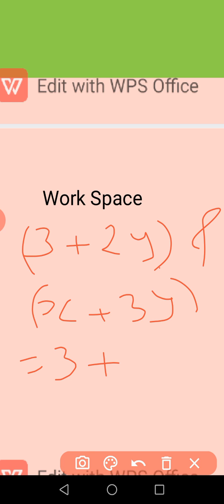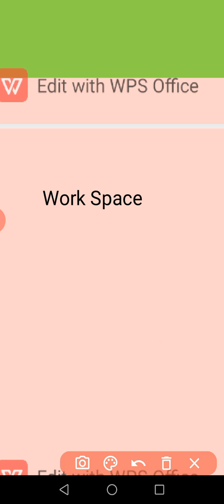2y and 3y together. We said previously that like terms we can add. So 2y and 3y together give 5y. Plus x: only 1 is there. There is no partner for x, so it will be like that only, x. So the answer is 3 plus 5y plus x, or we can write it as x plus 5y plus 3, anyway. Okay.